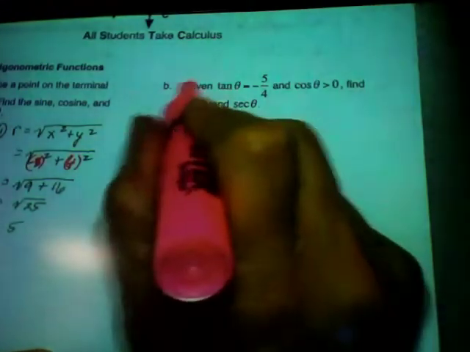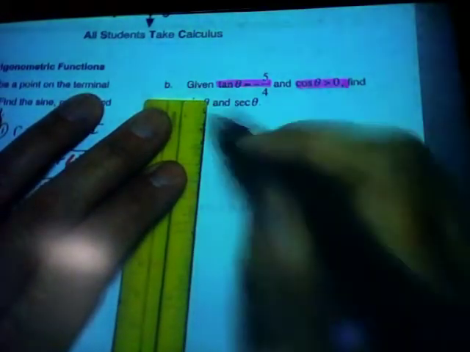Well, they gave you 2 things. First of all, because now you're seeing some restriction going on here. They haven't given me an ordered pair, right? They've given me tangent, which is negative, and they've given me that cosine is what? No, cosine is positive. Greater than 0, right? So let's draw our coordinate axes.